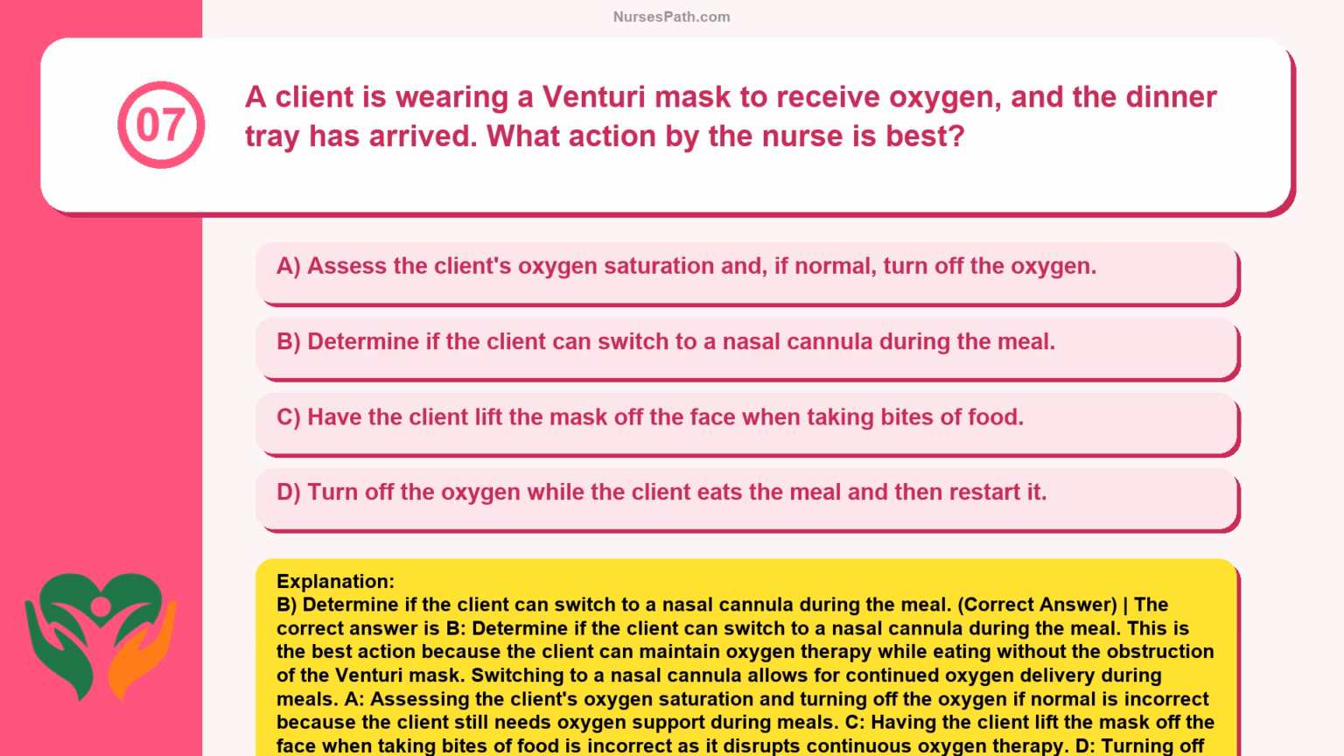A. Assessing the client's oxygen saturation and turning off the oxygen if normal is incorrect because the client still needs oxygen support during meals. C. Having the client lift the mask off the face when taking bites of food is incorrect as it disrupts continuous oxygen therapy. D. Turning off the oxygen while the client eats the meal and then restarting it is incorrect as it interrupts oxygen therapy, which should be continuous for clients requiring oxygen support.